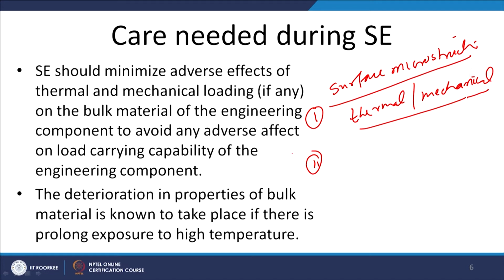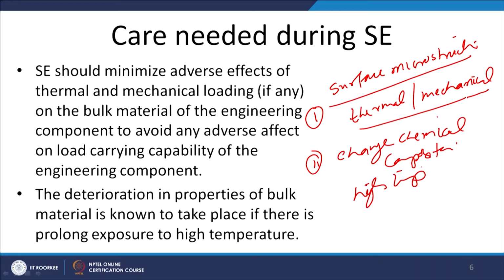In the second group of processes, we try to change the chemical composition of the surface. For changing the chemical composition, again high temperature exposure is important. So, this high temperature exposure, when given for a longer period, tends to damage the bulk material properties also.